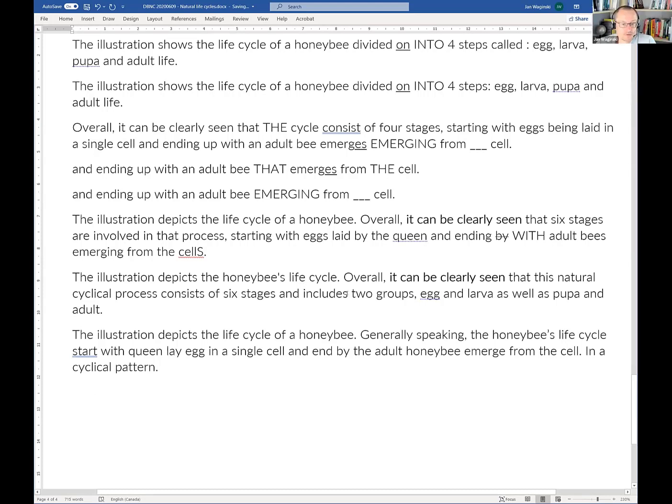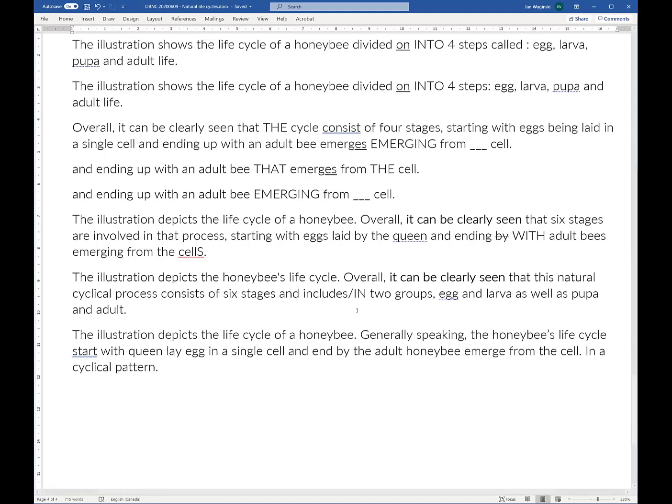I would maybe put this in consists of 6 stages in 2 groups. In two groups? In two, yeah. Instead of and includes, I would just put in. In 2 groups, okay. Can I put after 6 stages, comma, including 2 groups? No, because then it sounds like those 2 groups are part of the 6 stages, but they're the same thing. Okay.